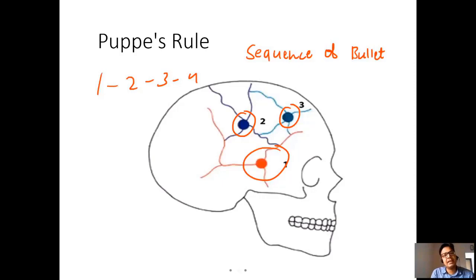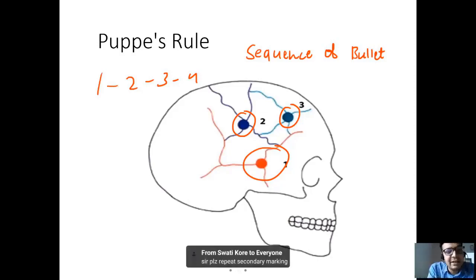that is inner table, and in exit wound it will be outside the table, that is outer table, and it is always towards the exit point. सीधी सी बात है यार, बुलेट जब टेबल में घुसती है तो छोटा सा होल बनाती है, जब निकलती है तो माहौल बनाती है। क्या बनाती है डॉक्टर साहब?